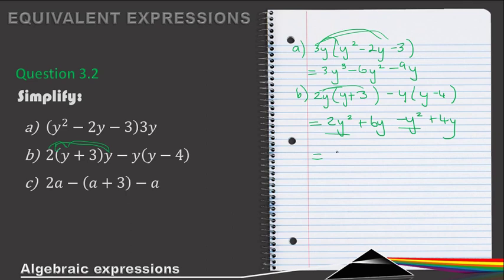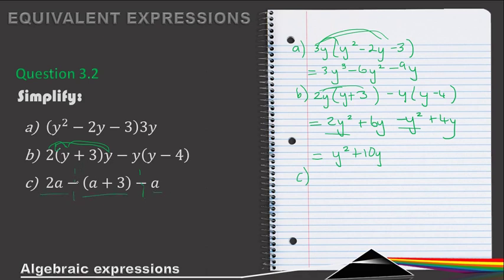2y minus y is y squared, and then 6 plus 4 is plus 10y. See? Now, once again, this one might look like it's multiplied, but remember, these terms are separated. So this is on its own, this on its own, and this one.